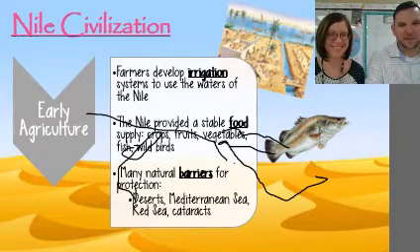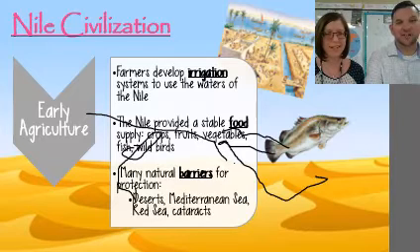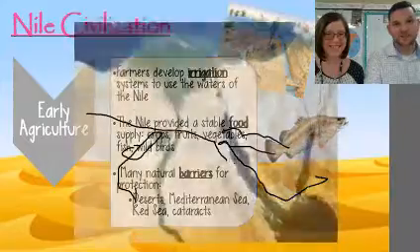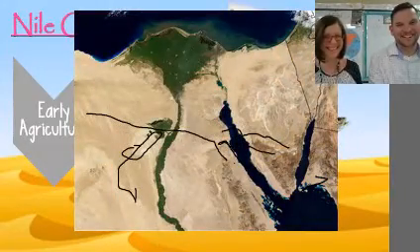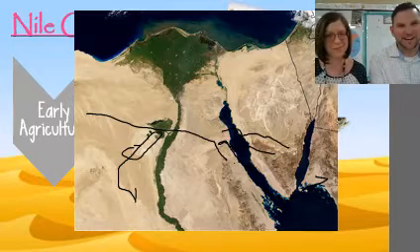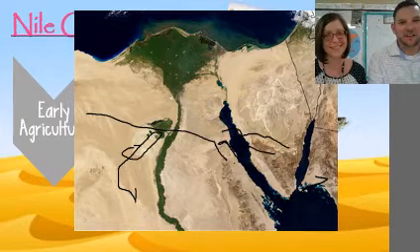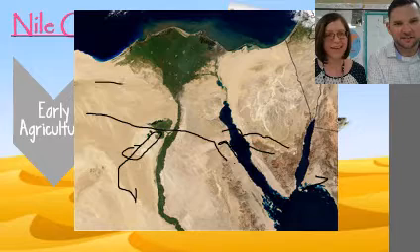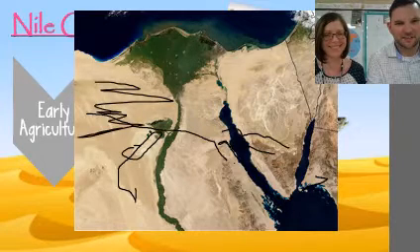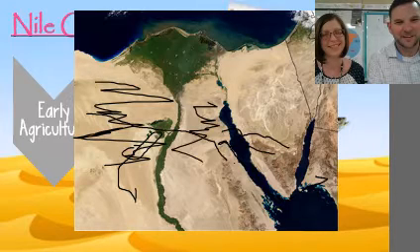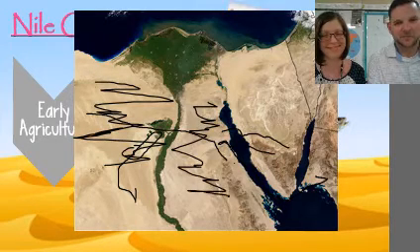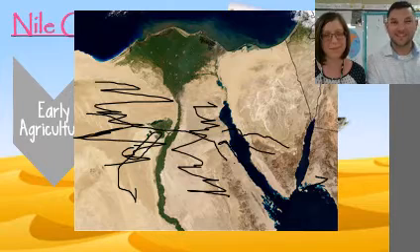So you have deserts, Mediterranean Sea, Red Sea, and cataracts. These are all examples of natural barriers. Natural barriers protect the people, protect the land. And again, you see the scribbles, it might be in the way. But okay, here, you see all this area right around here, on the left-hand side and the right-hand side of the Nile River and that green strip. Those are deserts. That's considered a natural barrier.